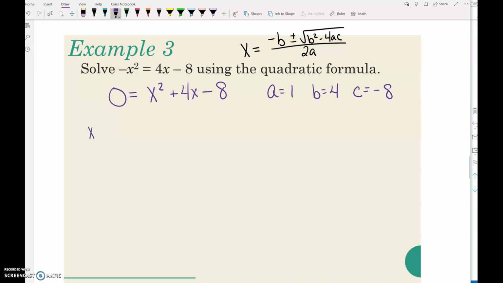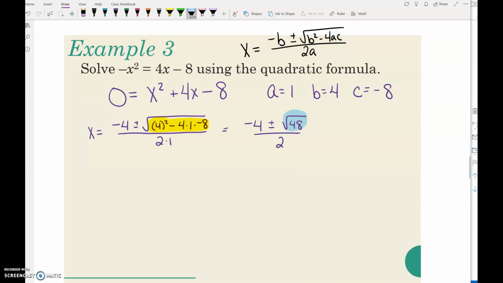Okay, so x equals the opposite of b, -4, plus or minus the square root of b squared, 4 squared, minus 4 times a, 1, times c, -8. The whole thing divided by 2 times our a value, which is 1. When I do the stuff under the radical, 4 squared minus 4 times 1 times -8, I get 48. Gosh, every time. So -4 plus or minus the square root of 48, and 2 times 1 is 2.